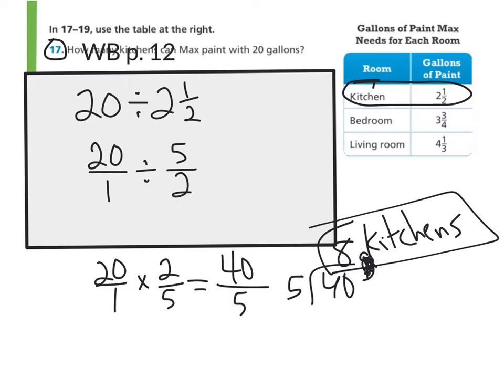8 kitchens that we could paint with our 20 gallons of paint. This one, again, if you wanted to, the 20 and the 5 could have been reduced. Not a big deal.